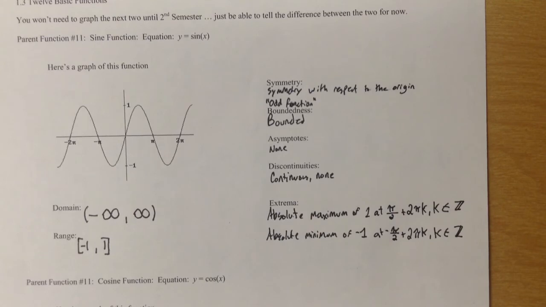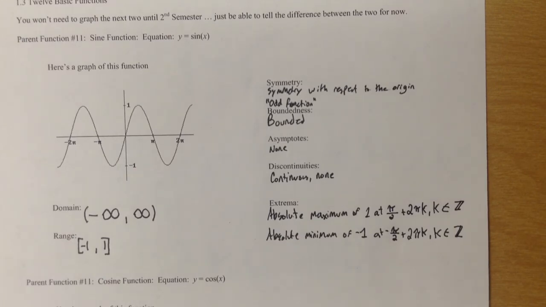Function 11 is the sine function, and the equation is y equals the sine of x. The range is from negative 1 to 1, and the domain is negative infinity to infinity. This function has odd symmetry and is bounded. It is continuous and has an absolute maximum of 1 at pi over 2 plus 2 pi k, where k is an element of all integers, and an absolute minimum of negative 1 at 3 pi over 2 plus 2 pi k, where k is an element of all integers.